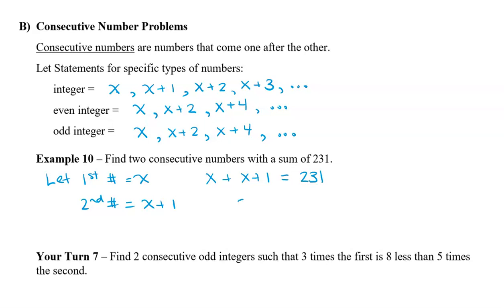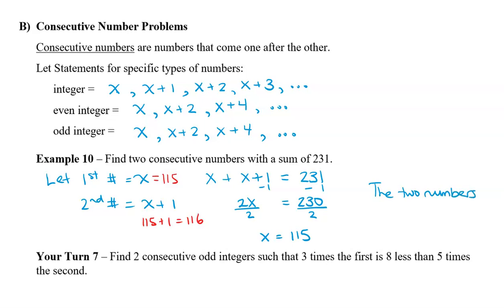So we have x plus x, which is 2x. And let's do 2 steps at the same time. We're going to minus 1, so that equals 230. Divide both sides by 2. So x equals 115. Plugging it into our let statement, we have x is 115, and then 115 plus 1 equals 116. So the 2 numbers are 115 and 116. And there you have how to solve a consecutive number problem.